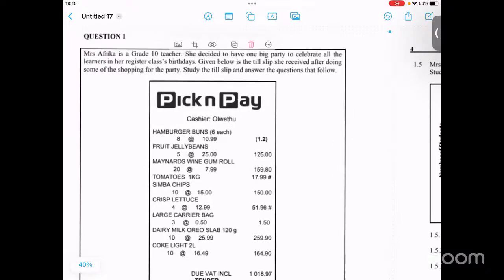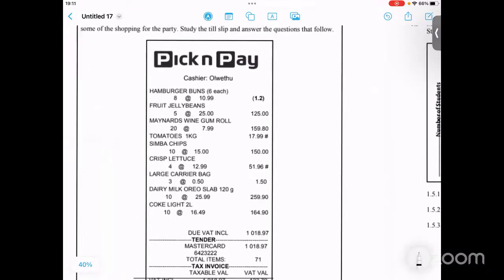So when you're looking at the slip, where is this shopping list from? Which store? Pick and Pay. From Pick and Pay. Perfect. And the cashier is Alway too. And then we have the hamburger buns, 8 each, so it's 8 multiplied by 10 rands 99 cents. Okay, and then we have the jelly beans, 5 of them at 25 rands each. And then we have the Maynard's wine gum roll, 20 at 7 rands 99 each. Then we have the tomatoes, 1 kg at 17 rands 99 cents. And then we have the Simba chips, 10 at 15 rands.